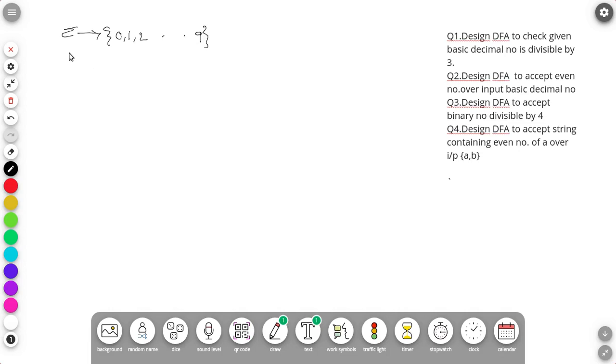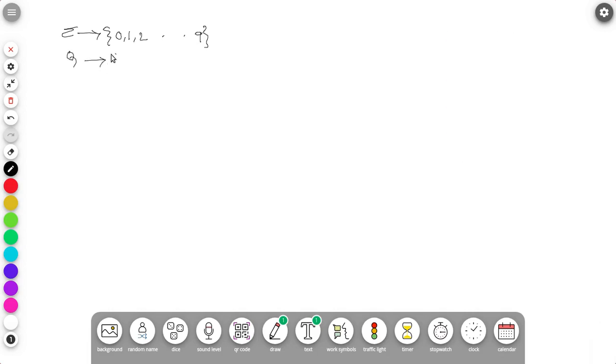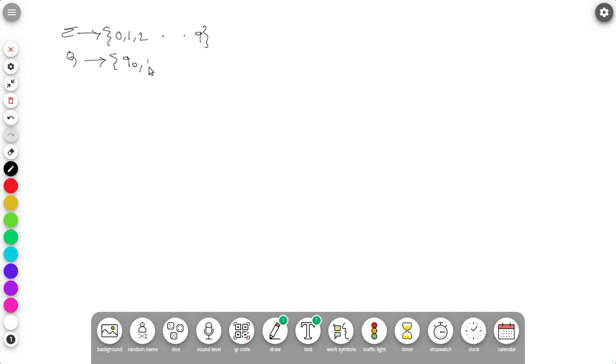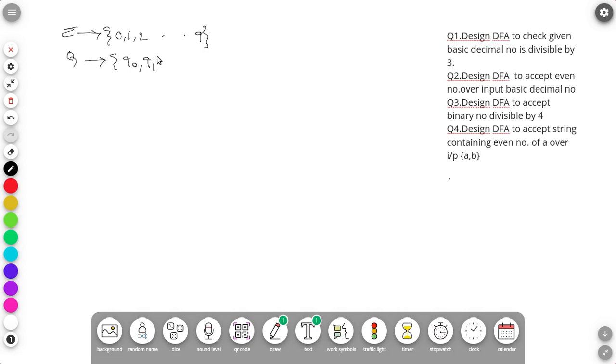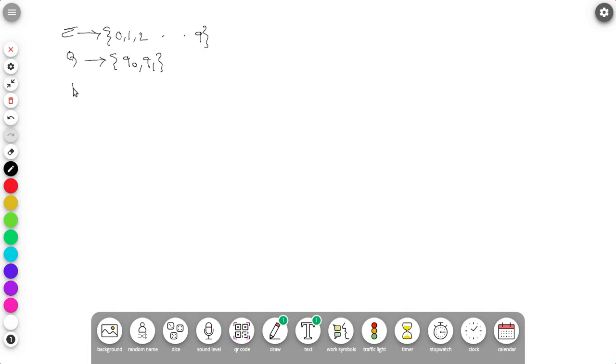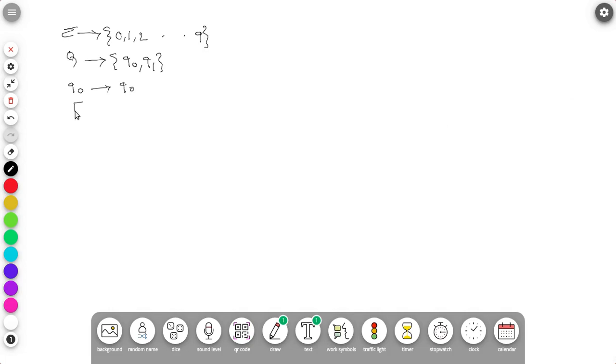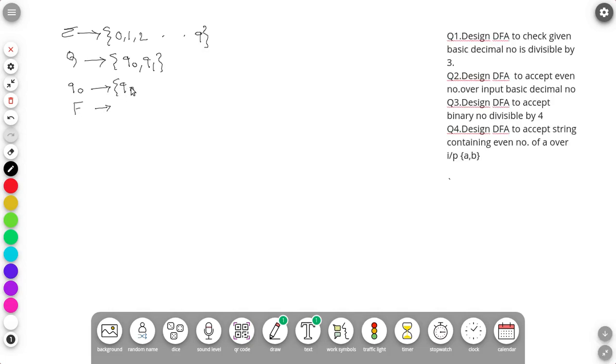Basic decimal number. Then states: we are interested in finding out whether the given number is even. So I'll take one state having remainder 0 and another state having remainder 1. Q0 has remainder 0 and Q1 has remainder 1. Q0 is our initial state as well as a final state.